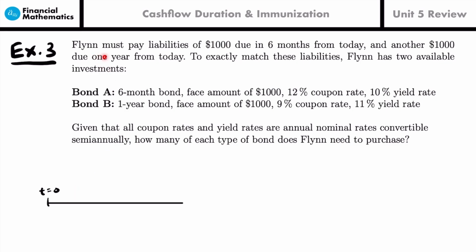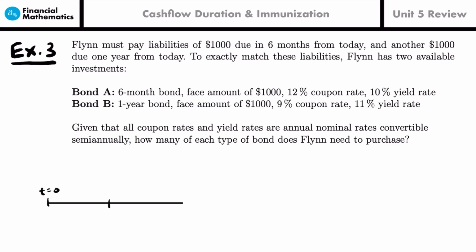And it looks like Flynn must pay liabilities of $1,000 due in 6 months from today, and then another 1,000 due 1 year from today. So it almost looks like we're working with semi-annual periods, and that is what we're working with. That's pretty much confirmed by the fact that our bonds are working with coupon rates and yield rates that are convertible semi-annually, right? They're nominal rates convertible semi-annually. So we're going to be working with semi-annual periods here.